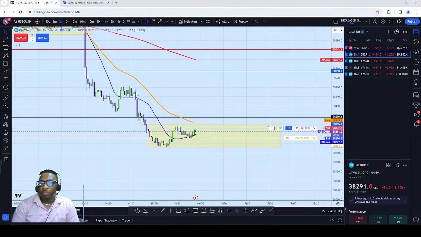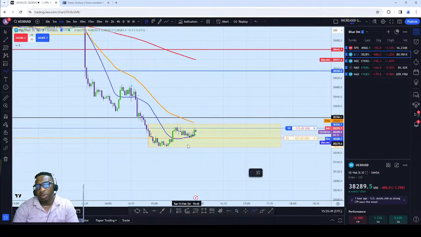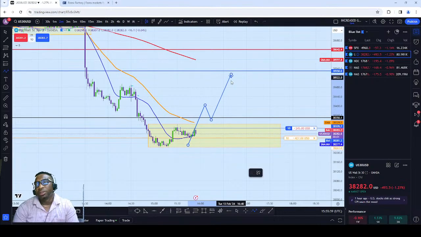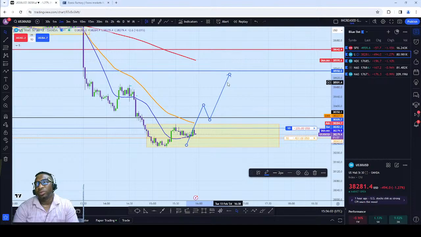But if you want to play it very safe, just wait as price gets out of this box, gets maybe up above here, then comes back for a test around this area. Then you can look to get into it.